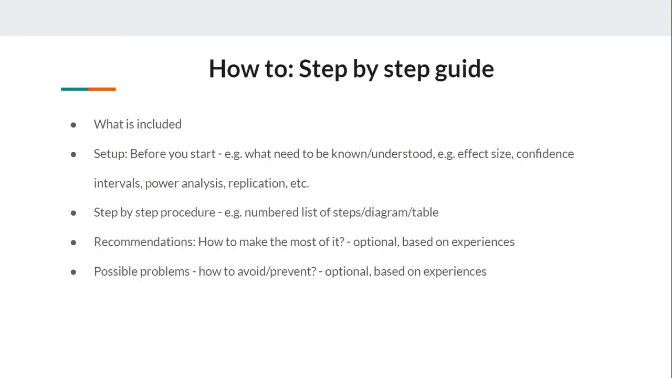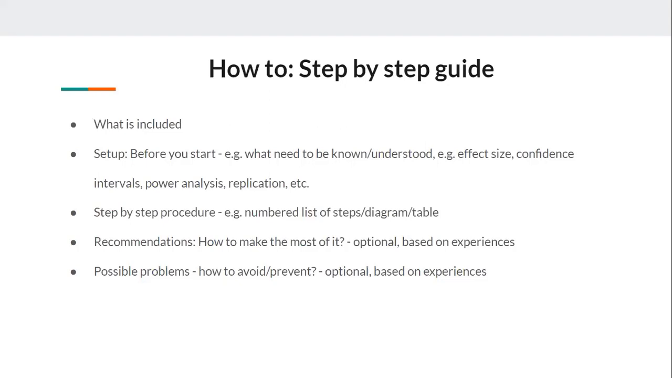So the next section is about a step-by-step explanation and illustration of the guide. So first you describe what elements are included in the template or tool. This is followed by the explanation of concepts that the readers need to understand well enough before using this guide. This may be concepts such as effect size, confidence intervals, power analysis, replication, reproducibility, etc. Please provide a step-by-step procedure of using the guide. A numbered list of steps is preferred, and with diagrams or tables as well.